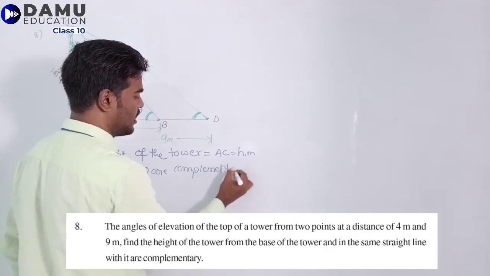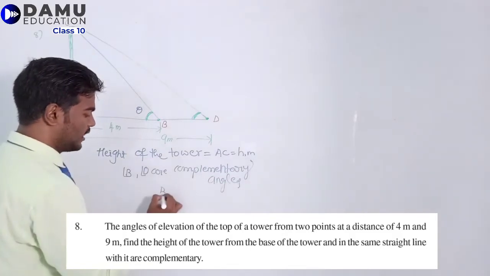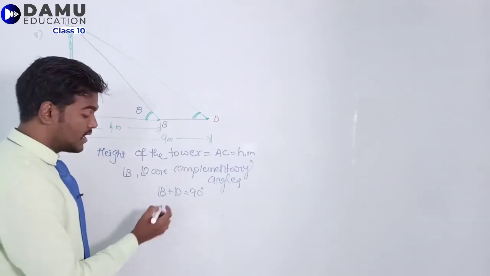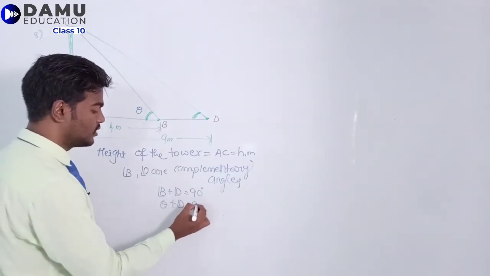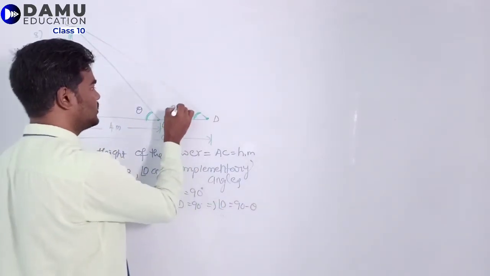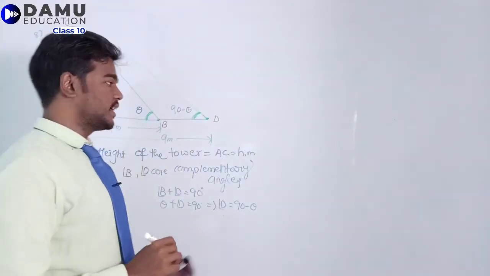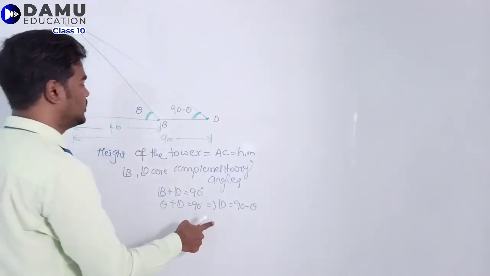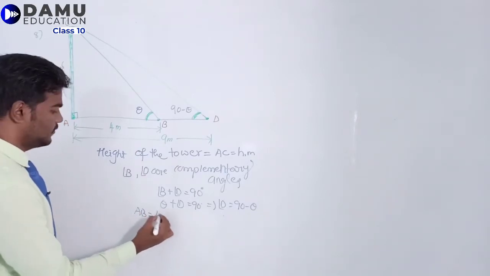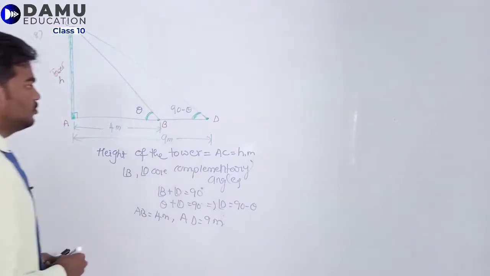So for complementary angles, we can write angle B plus angle D equals 90 degrees. Angle B is theta, so theta plus angle D equals 90 degrees. Then angle D is 90 minus theta. Then the distances from the points: AB is 4 meters, and AD is equal to 9 meters.